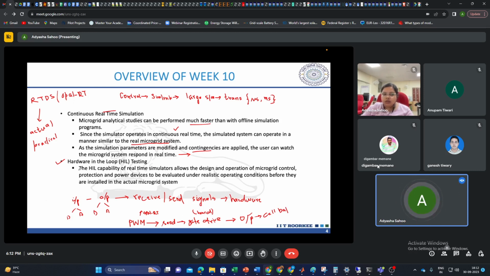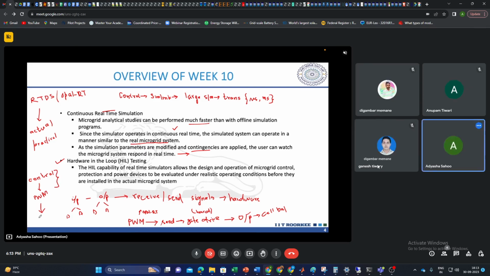Basically, we are deploying some control algorithms for the inverters or converters. We are generating PWM pulses to vary their duty cycles according to our operation. So these control algorithms will calculate these PWM pulses, and can also send them to the actual hardware.